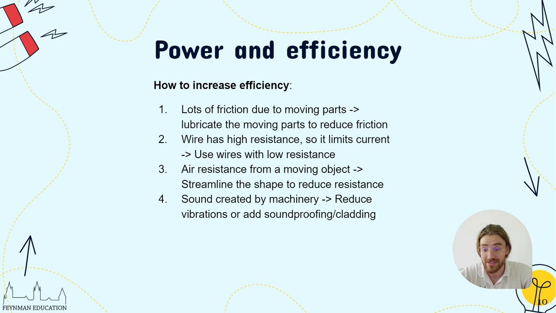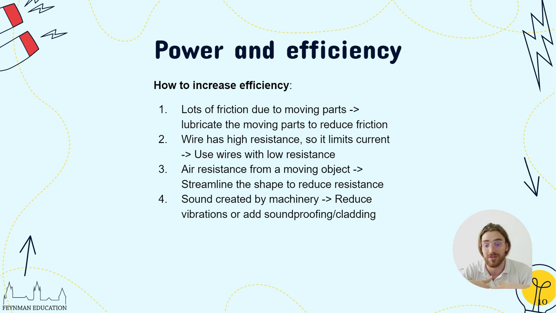Another one is air resistance. We know our cars, some of them at least, don't look like boxes. They're normally streamlined. If you open up all your windows on the highway, it's going to eat your petrol super quick because you're increasing the air resistance. So by making something streamlined, there's going to be less air resistance and it's going to be more efficient.